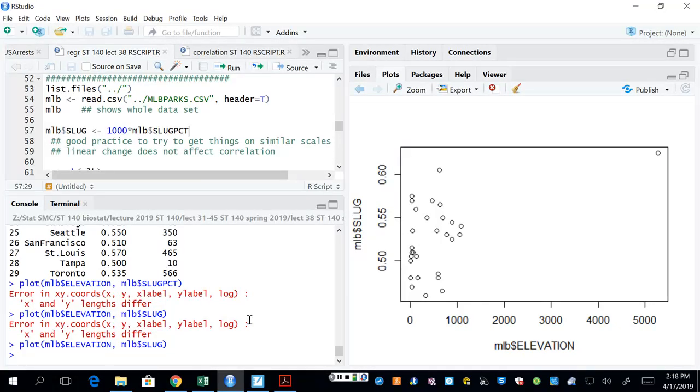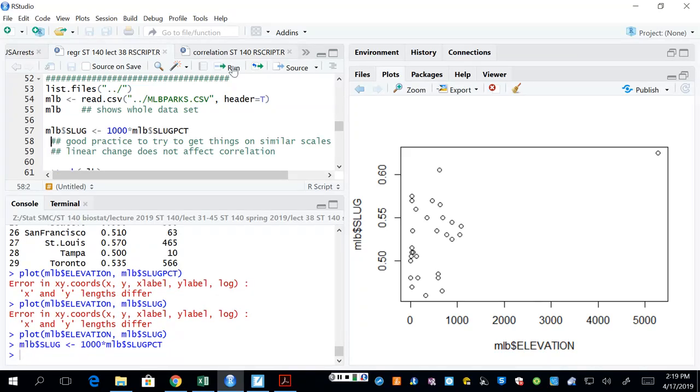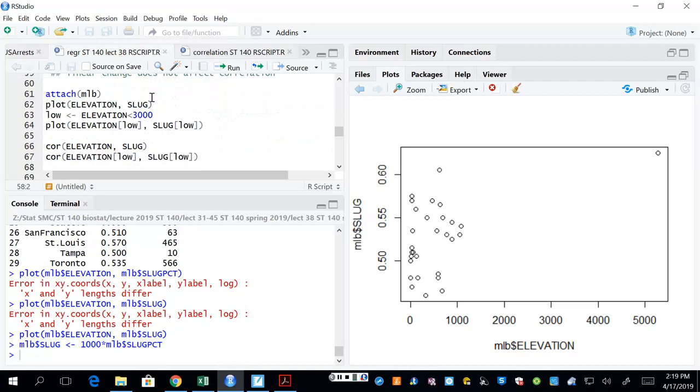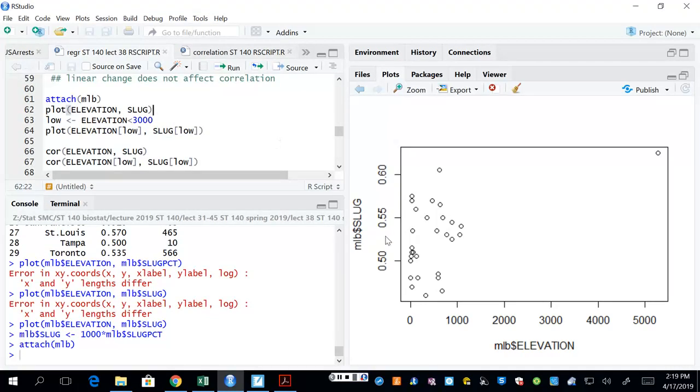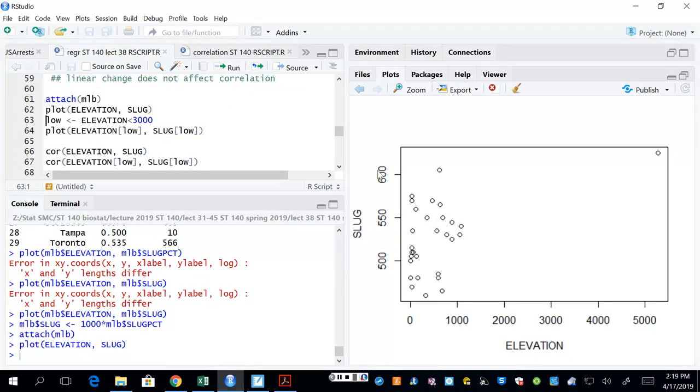So one thing you can do is change the scale. So I'm going to multiply all of these by 1,000. So a 50% slugging percentage is going to become 500. And baseball often talks that way in terms of batting averages. You multiply everything by 1,000. And so if you do that, then I'm going to attach it so it's easy to do those. Now when I do this plot, see it's the same shape exactly, but the numbers are more comparable. So when I get a coefficient, it's not going to be such a tiny, tiny decimal. That's the plot here.